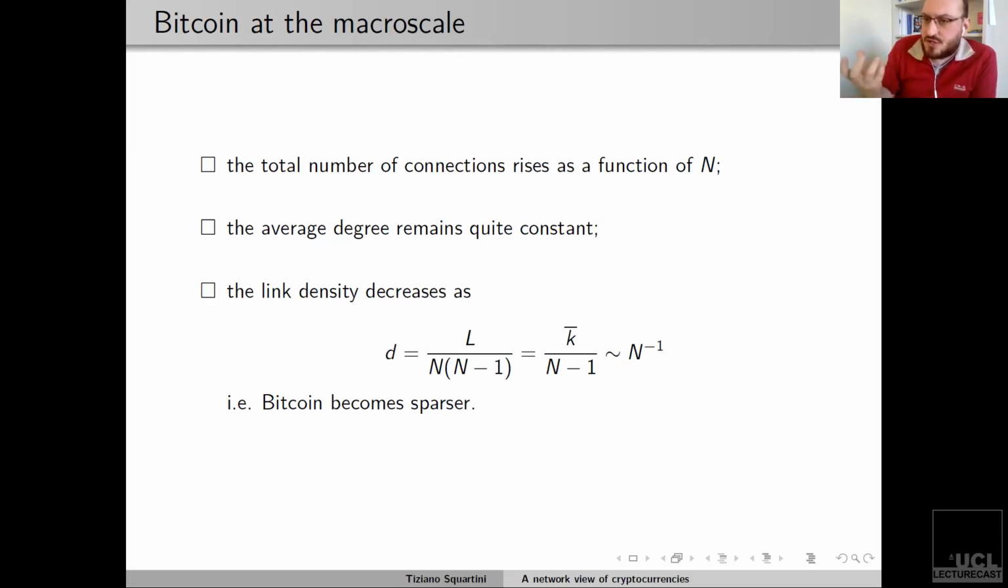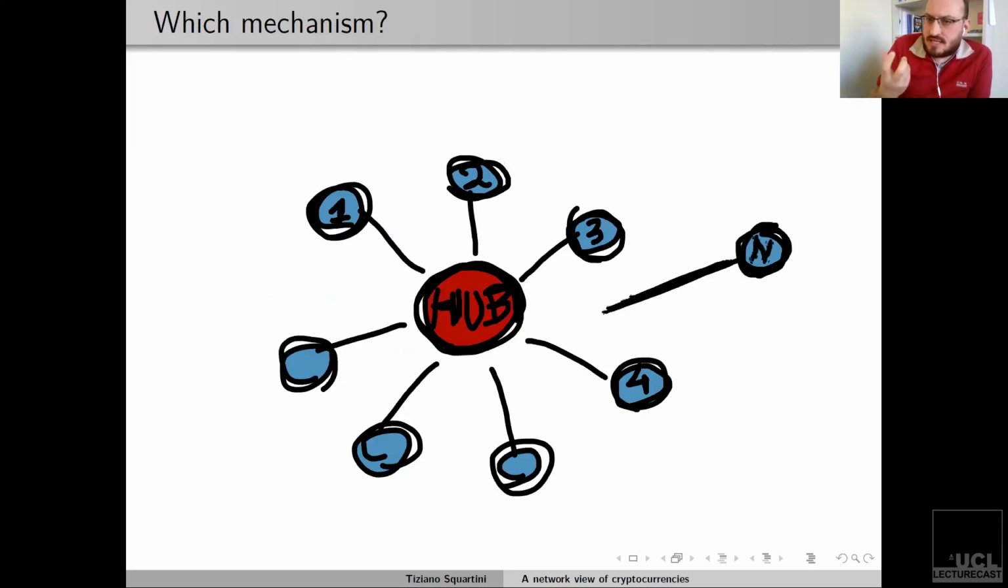Now, this average number of connections is actually very small, in some cases 1 or 2. So what does it mean? Well, we imagine that the system is growing according to a mechanism that recalls the preferential attachment mechanism. So there is a new node joining the network and establishing one connection with a very well-connected node in the network, a hub in the network.